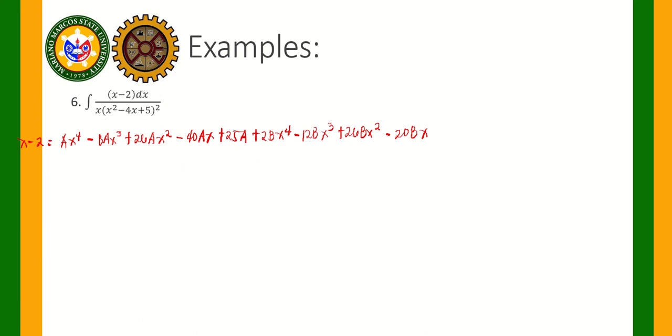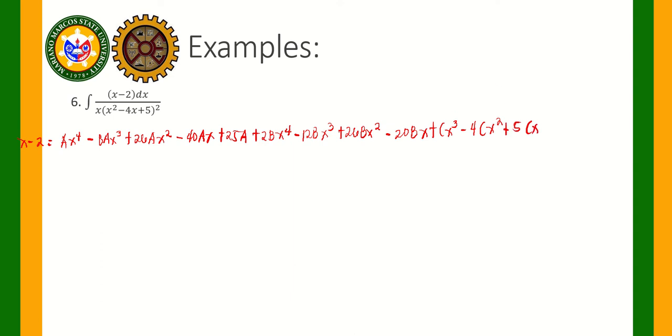Okay, so we can just distribute si cx sa ating quadratic equation. So this will be equal to positive cx cubed minus 4cx squared and then plus 5cx. Okay, tama? Yes.